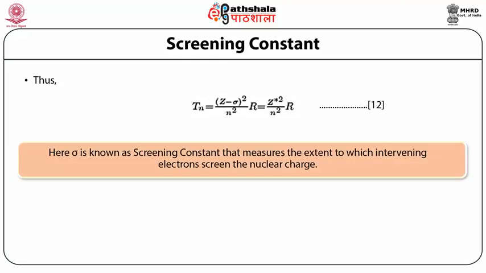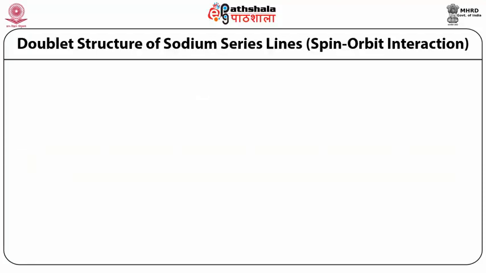Here sigma is known as the screening constant that measures the extent to which intervening electrons screen the nuclear charge. Sigma remains almost constant within an isoelectronic series. This helps to find the screening constant and n as well by plotting the square root of T by R against Z, which are known as Moseley's graphs. Now we would like to understand the doublet structure of sodium series lines considering spin orbit interaction.